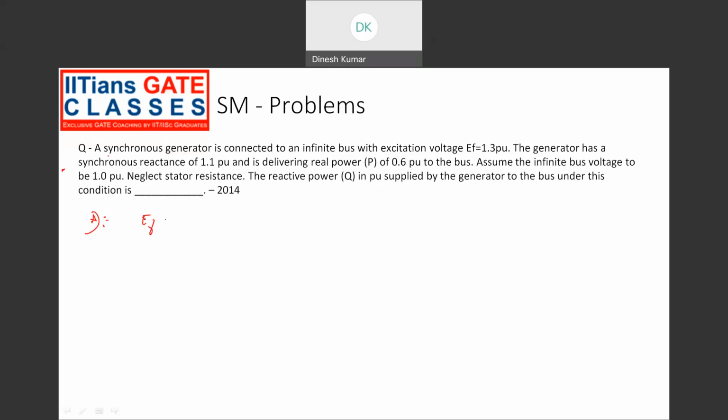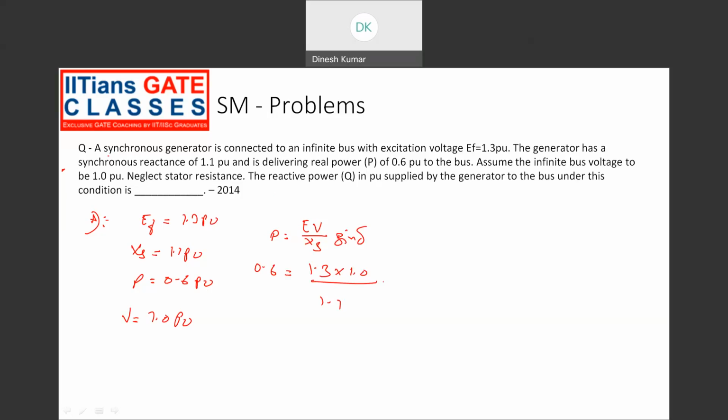So what they have given? Field EMF is 1.3 per unit. XS is 1.1 per unit. Power 0.6 per unit. The expression for P equal to EV by XS sin delta, since R is not given. So P is 0.6 equal to E is 1.3, V is 1.0, by XS is 1.1, sin delta. If we solve this expression, the value for delta is 30.5 degrees.